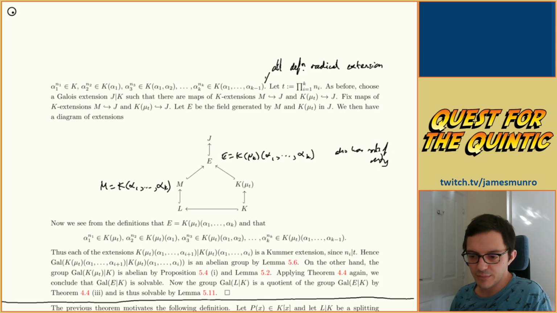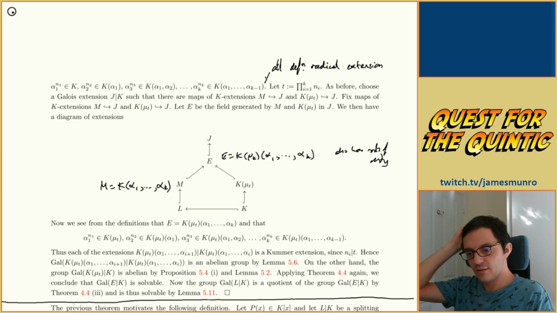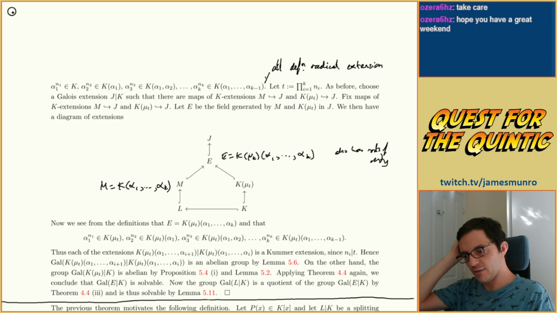Hence the Galois group is an abelian group. Yep. On the other hand, that one is abelian. So coming down this side, the Galois group of E over K is solvable. Well, the group L over K is a quotient of the group E over K. Oh, okay. Group L over K is a quotient of E over K.